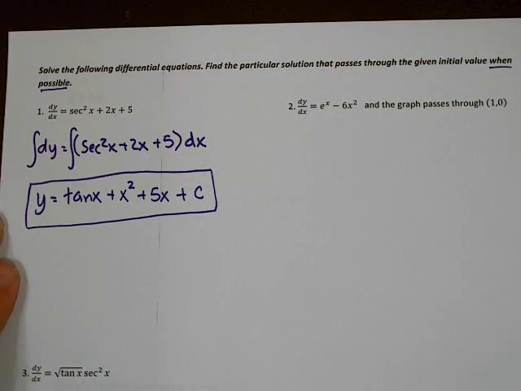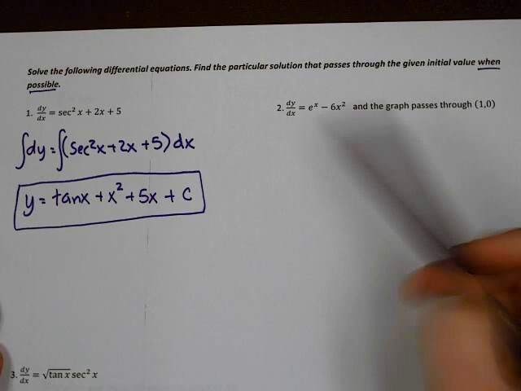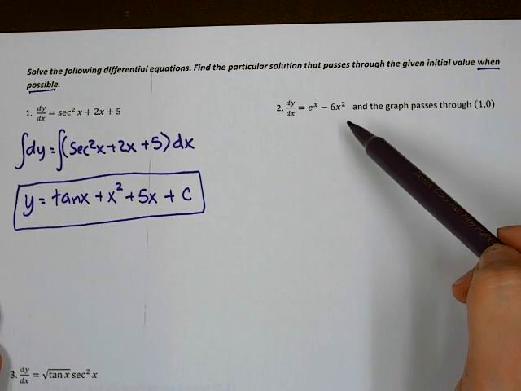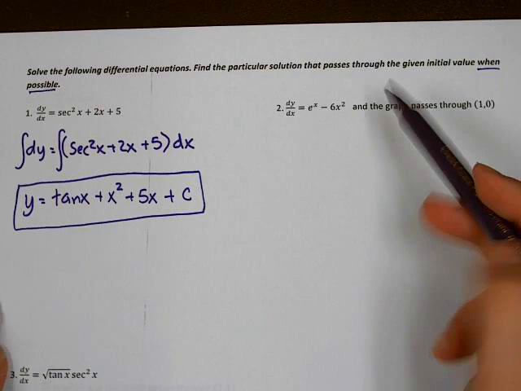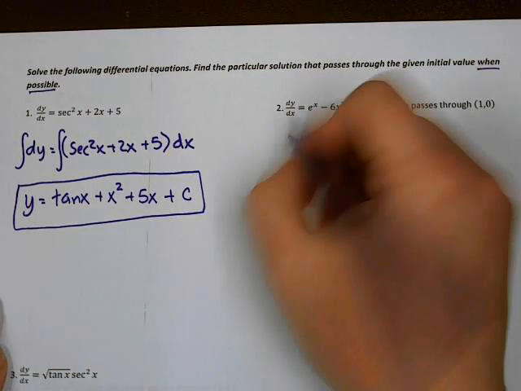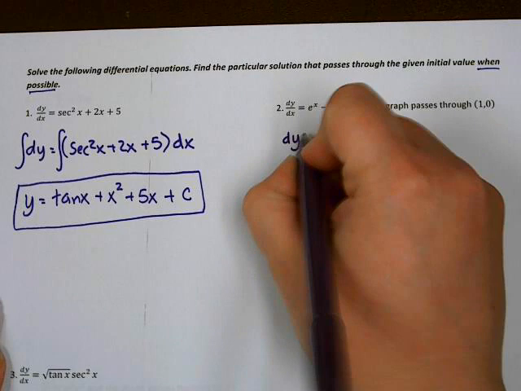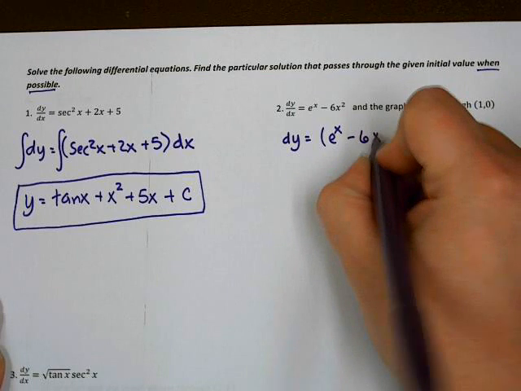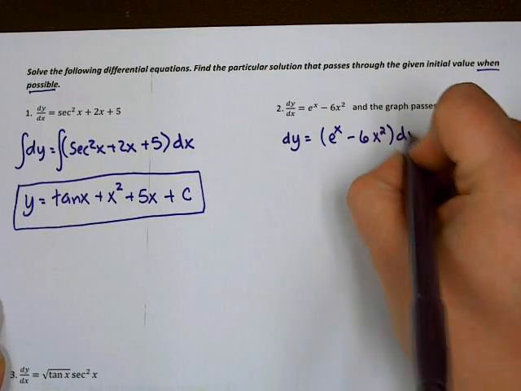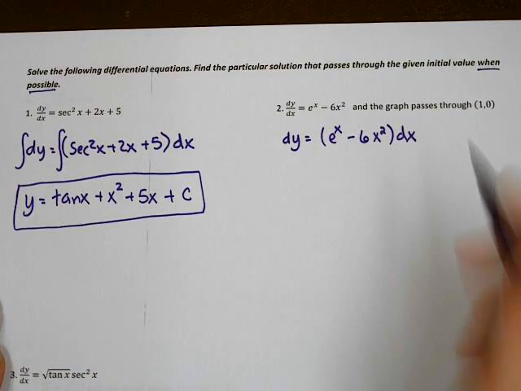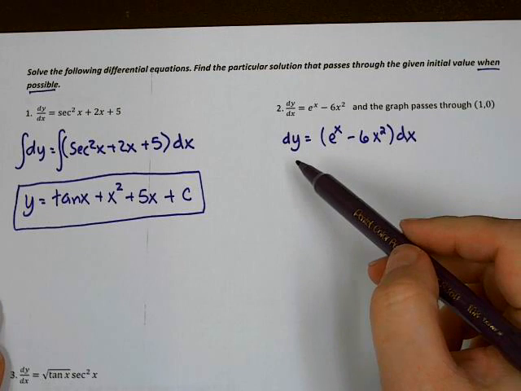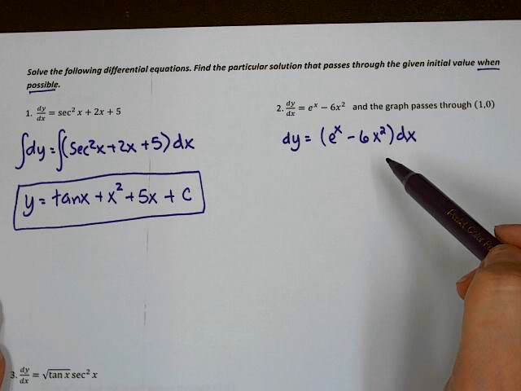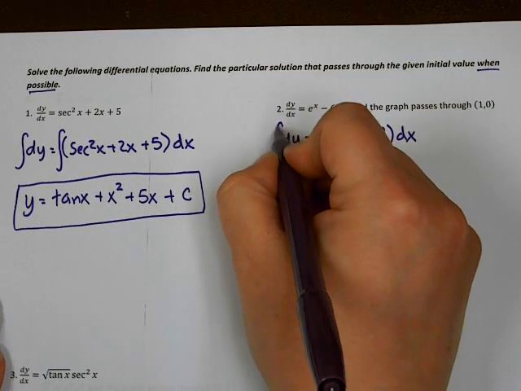All right, let's take a look at number 2. So we'll notice again we've got dy over dx, so we need to get the dx over to the other side to be by the x's. So dy is going to equal e to the x minus 6x squared dx. So we separated our variables. There's no y's to move over to the other side, but we did have to move the dx over to the right to be by the x's. And now we're going to go ahead and integrate.